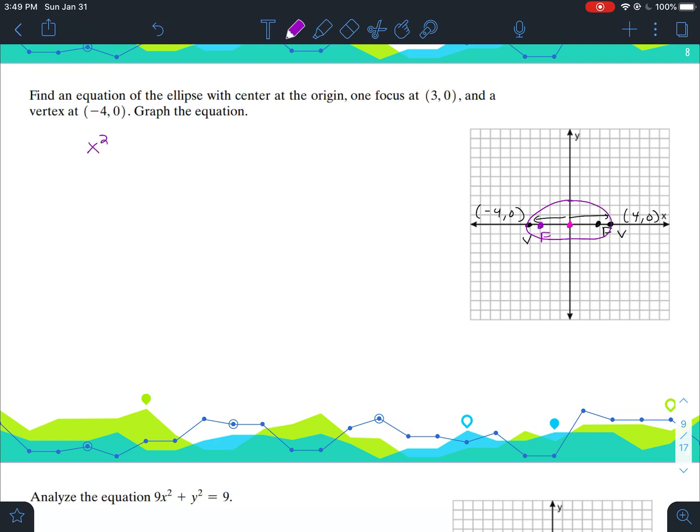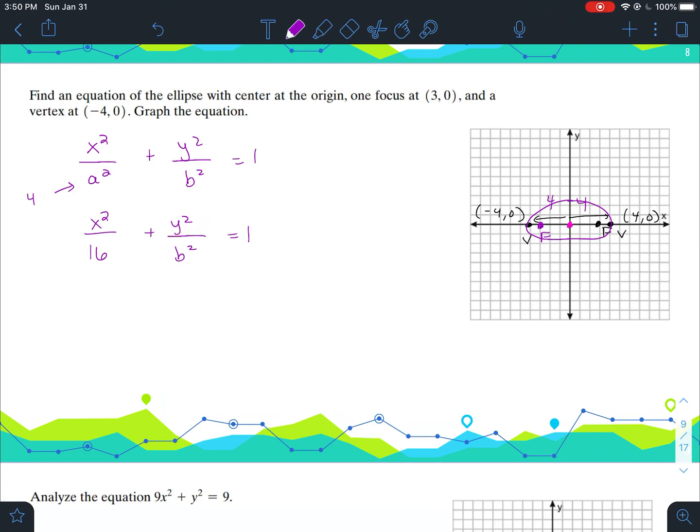So we're going to have x² over a² plus y² over b² equals 1. I moved 4 left and right from the center to get to my vertices, so it's going to be x² over 4². So it'll be x² over 16 because my a is equal to 4, plus y² over b² equals 1.